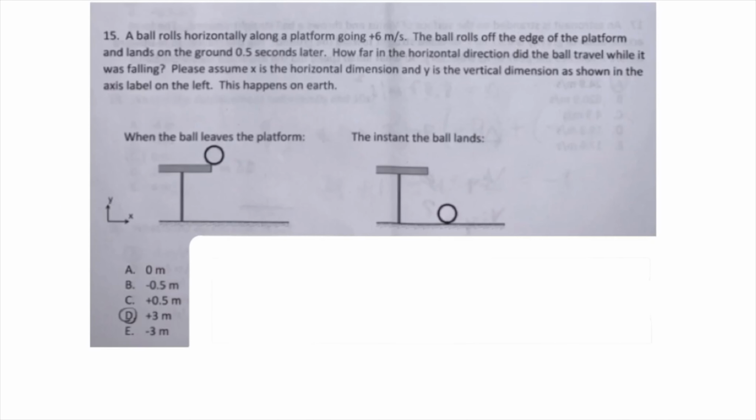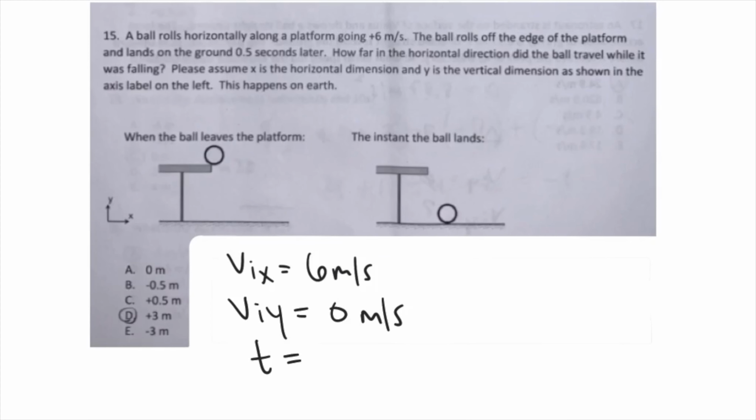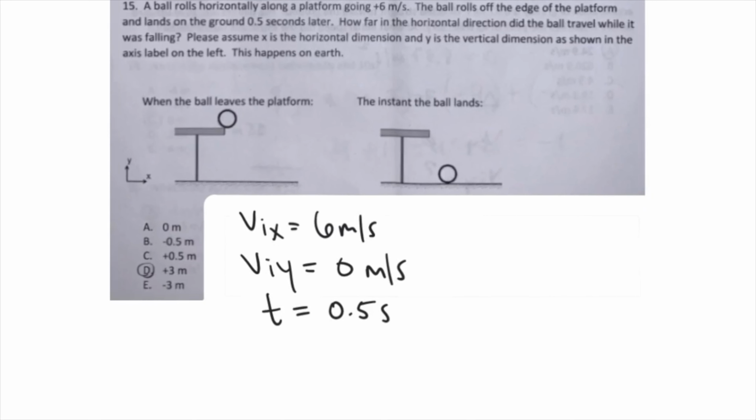For question 15, we have another great example of a kinematics problem. They give us v initial in the x direction is equal to positive 6 meters per second. V initial in the y direction is equal to 0 meters per second. The time it takes is 0.5 seconds, and we know the acceleration, since we're on Earth, is negative 9.8 meters per second squared.